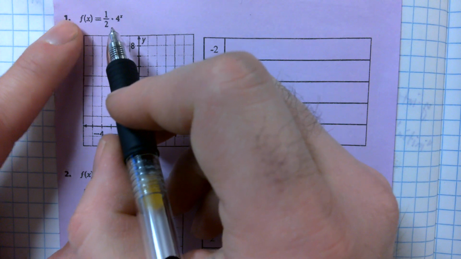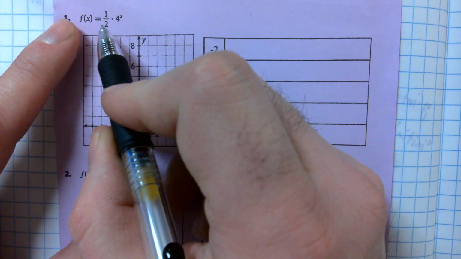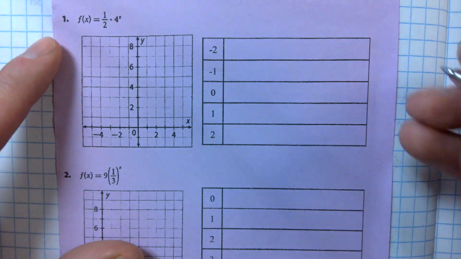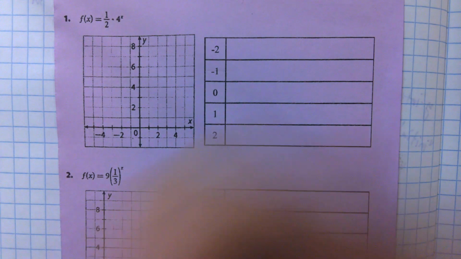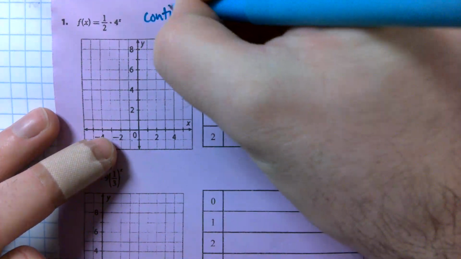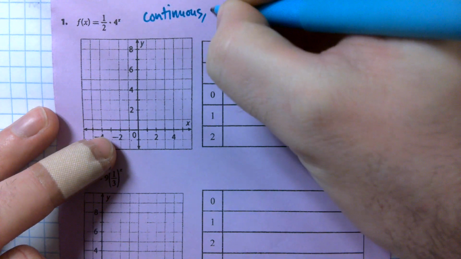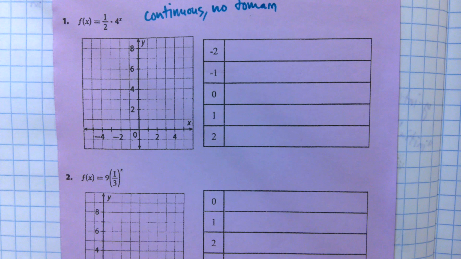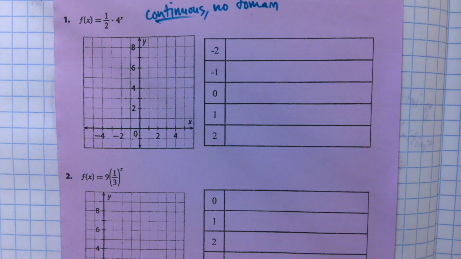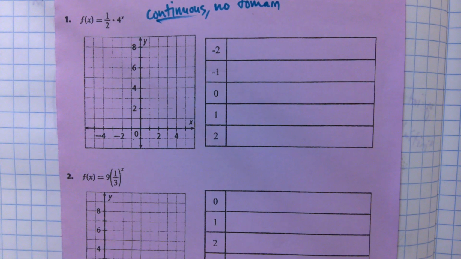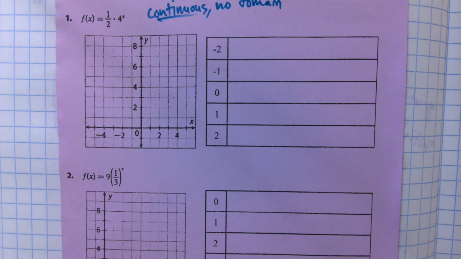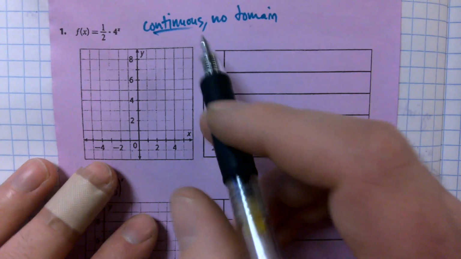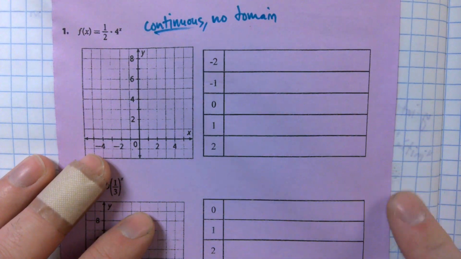All right, with number 1, f of x is equal to 1/2 times 4 to the power of x. I do not have a domain here, so this is going to be continuous. Now, yes, there are inputs already in the table, but we could plug in any numbers we want, right? These are just the 5 that are going to help us out the most in terms of understanding what the shape of this exponential function is going to look like. So continuous just means we're going to connect the dots at the end.